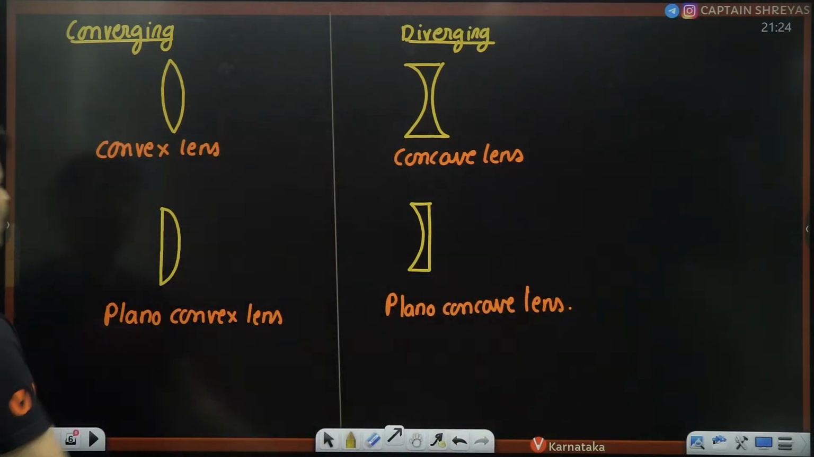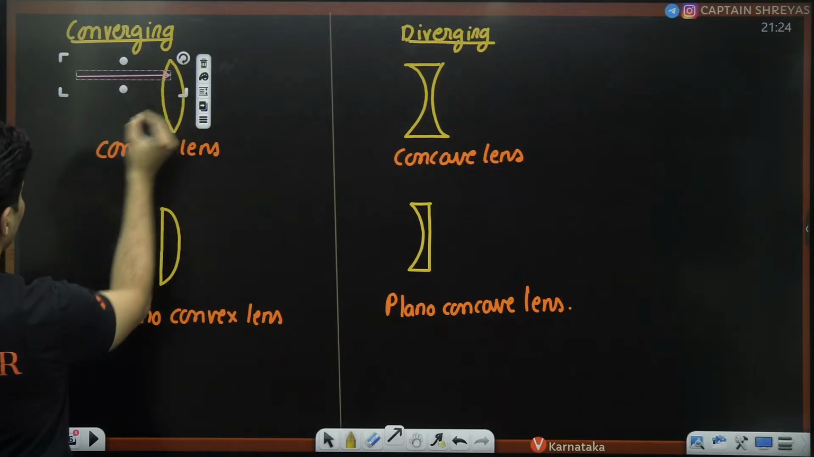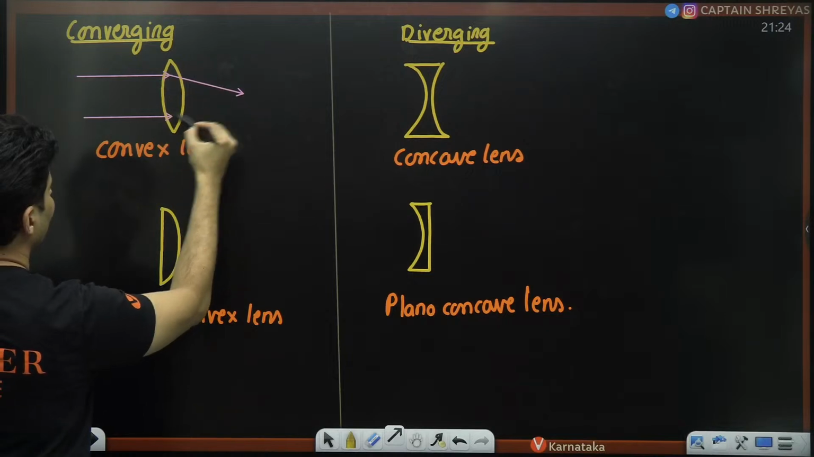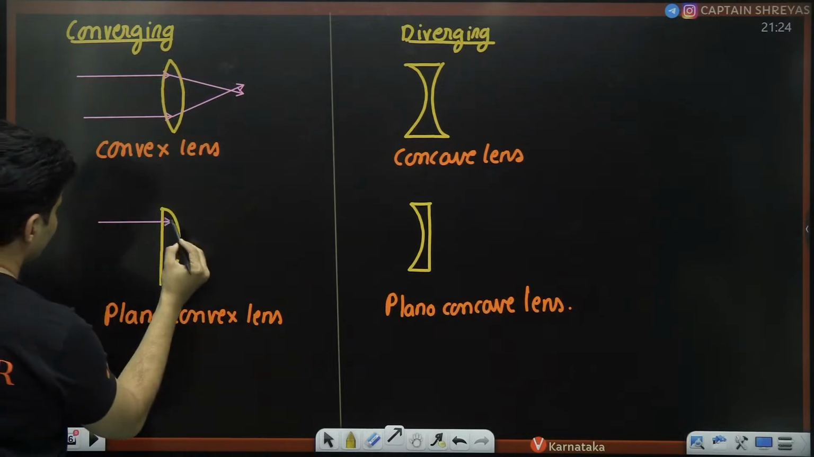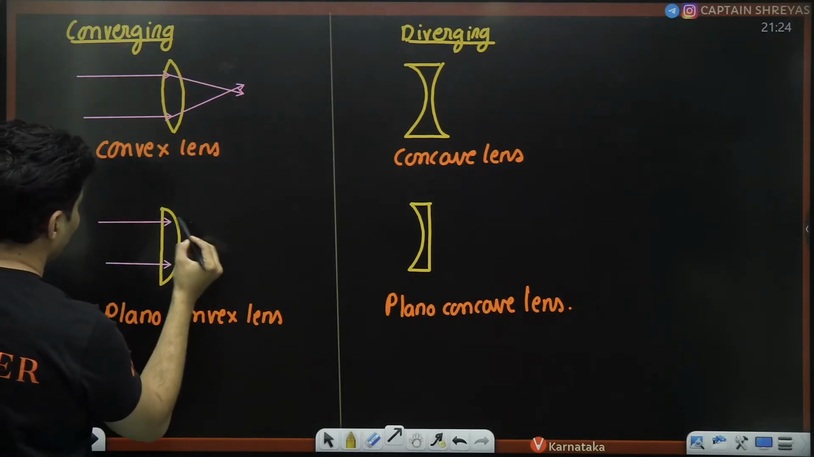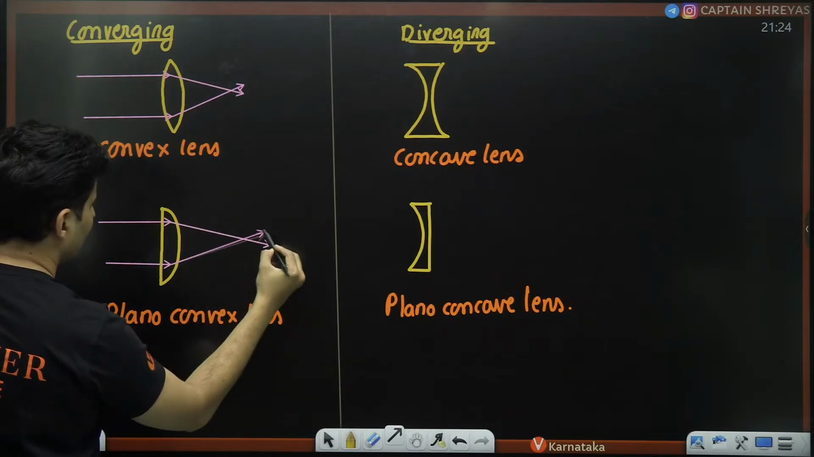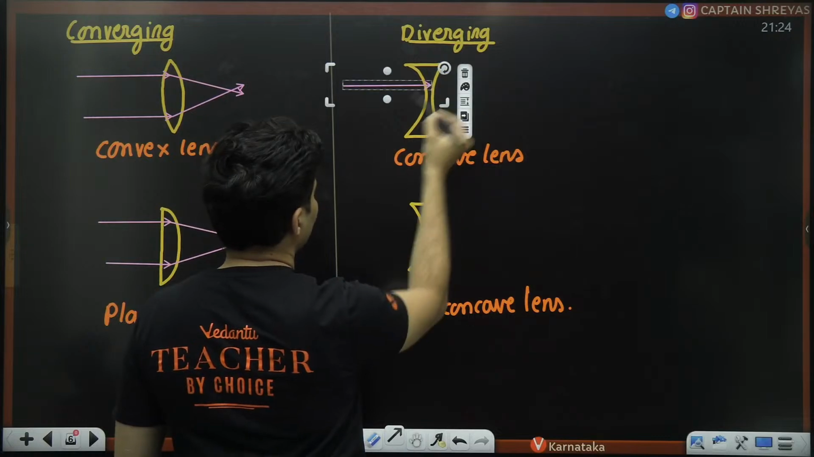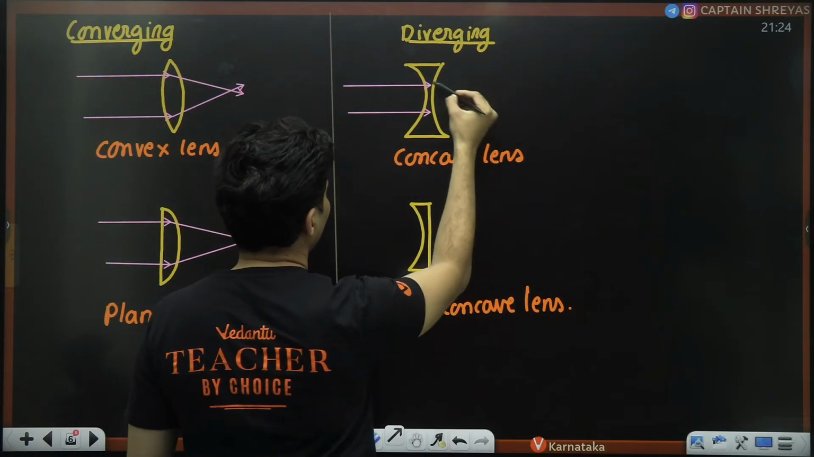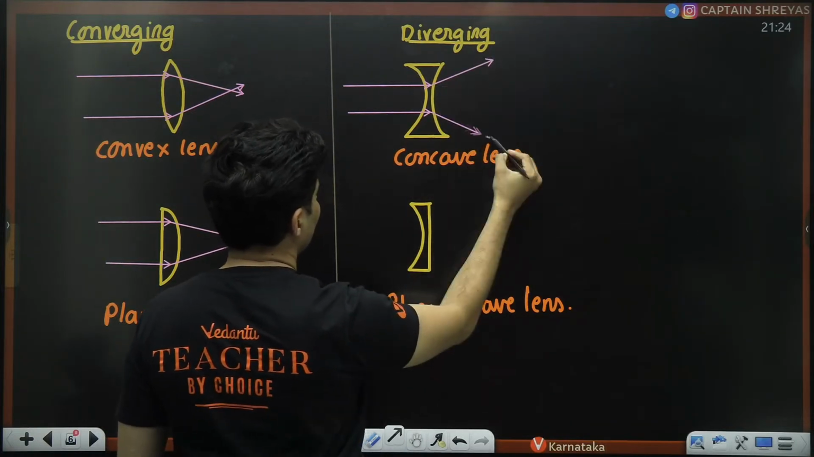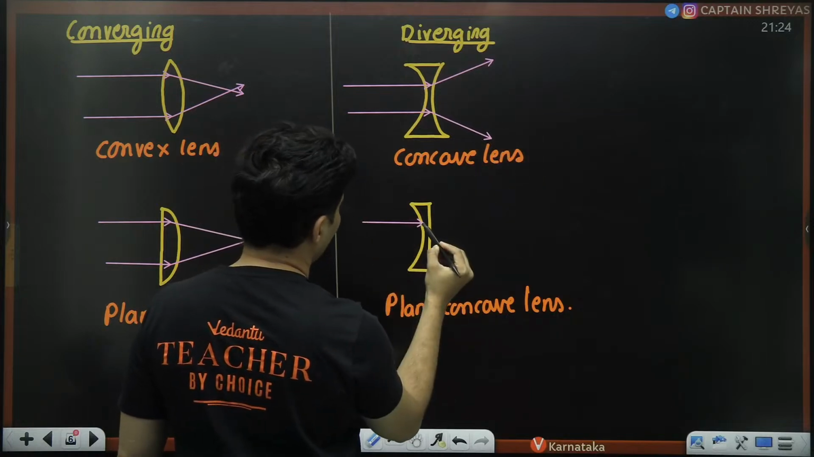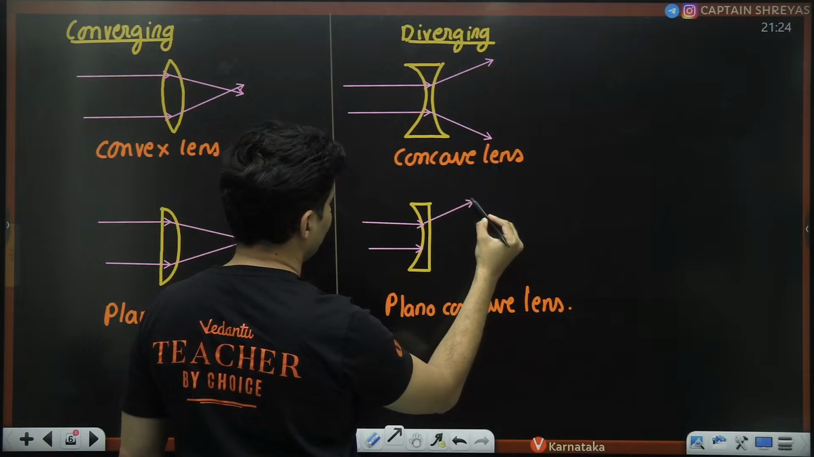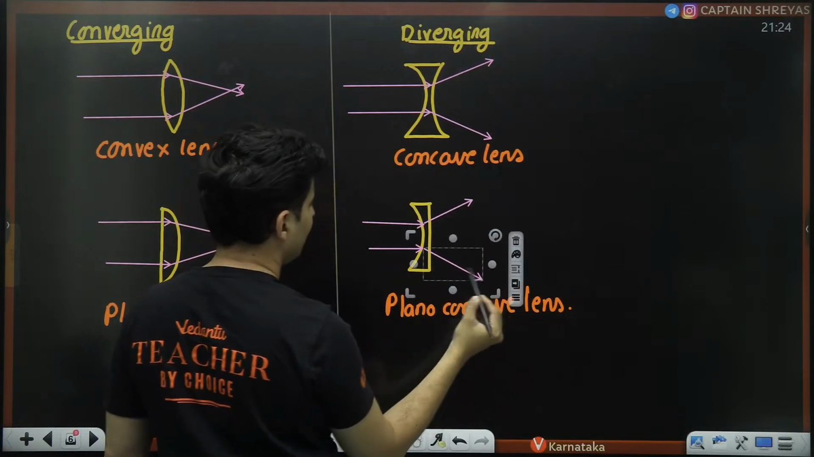The reason for that, you can see by how the rays of light will go once they enter the lens. For these lenses, when the rays of light enter over here, you will see they converge at a particular point. Same thing over here as well. Whereas for these kinds of lenses, you will see these rays of light diverge like this. That's why they are called diverging lenses.